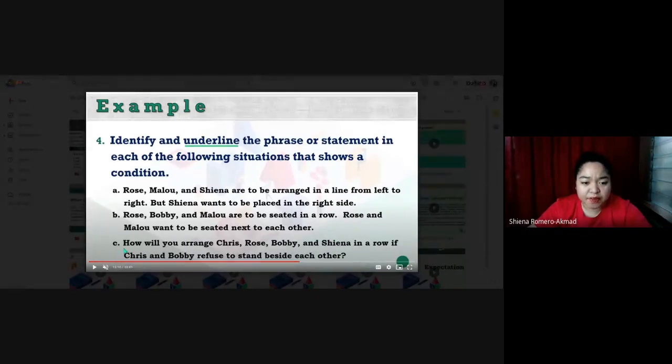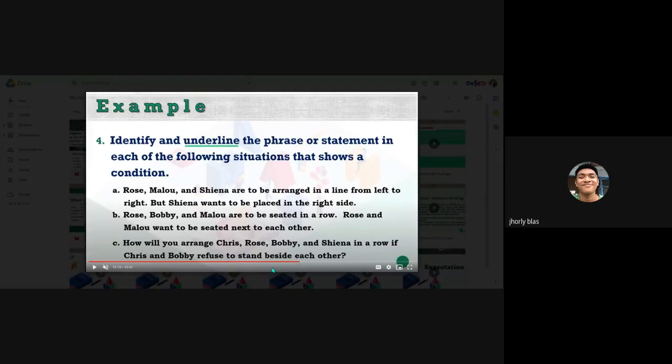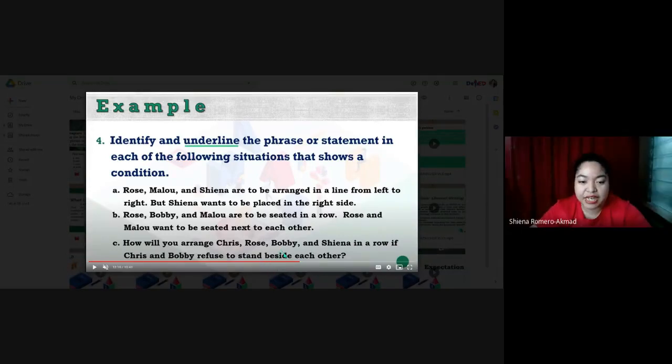How about letter C? How will you arrange Chris, Rose, Bobby, and Sheena in a row if Chris and Bobby refuse to stand beside each other? If Chris and Bobby refuse to stand beside each other. Yes, if Chris and Bobby refuse to stand beside each other.